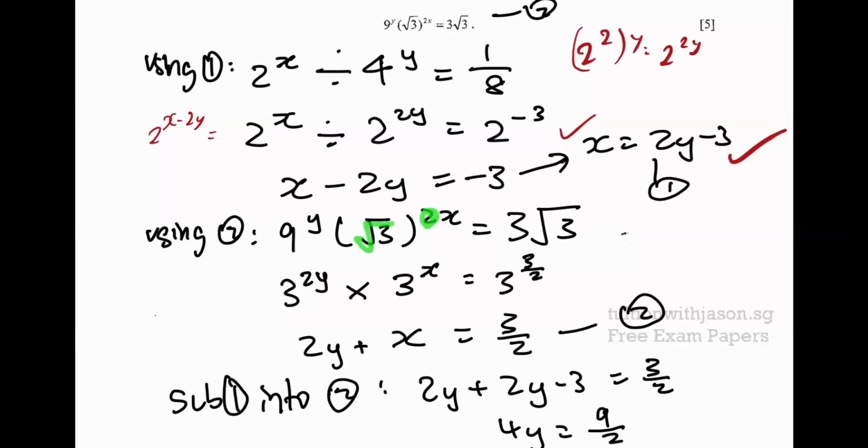Square root here is power half, then you have a square here, so it's equivalent to 3 power half, then power 2x. Half times 2 cancels away.